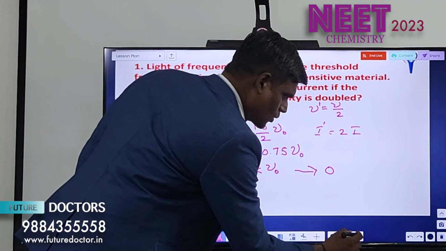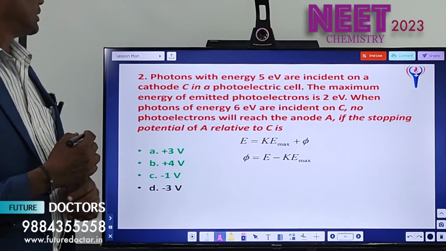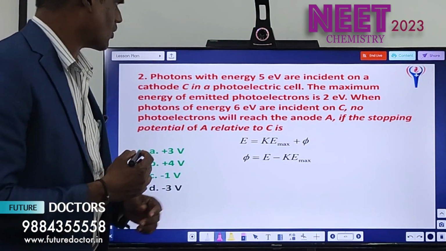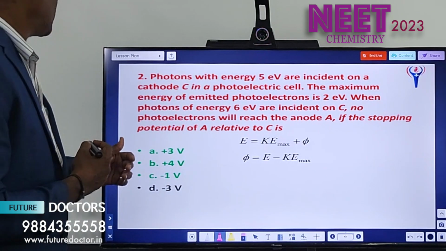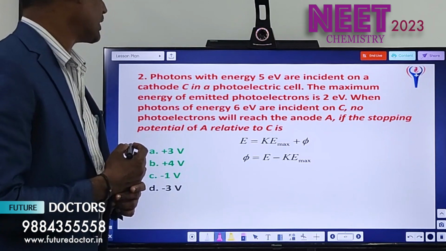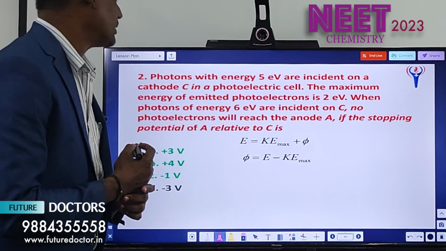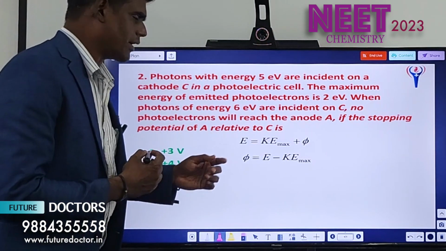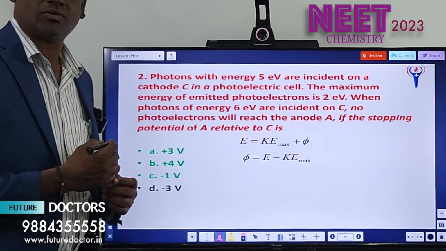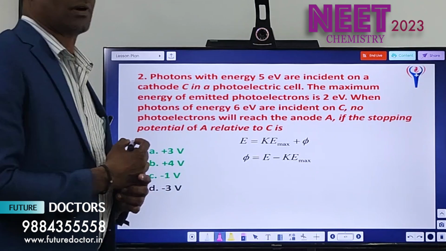Let's move to second question. Photons with energy 5 eV are incident on a cathode C in a photoelectric cell. The maximum energy of emitted photoelectrons is 2 eV. When photons of energy 6 eV are incident on C, no photoelectrons will reach the anode A if the stopping potential of A relative to C is dash. Here, the formula is energy of the photons equals maximum kinetic energy of electron plus phi. What is phi? Phi is the work function.